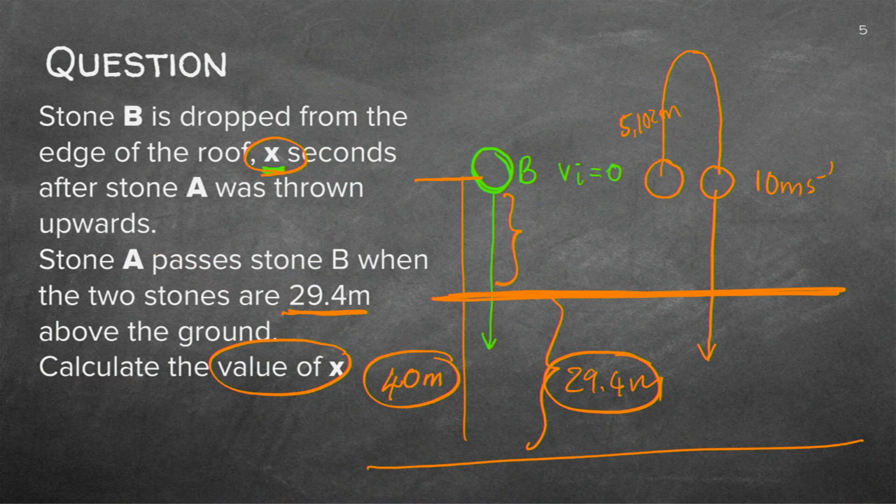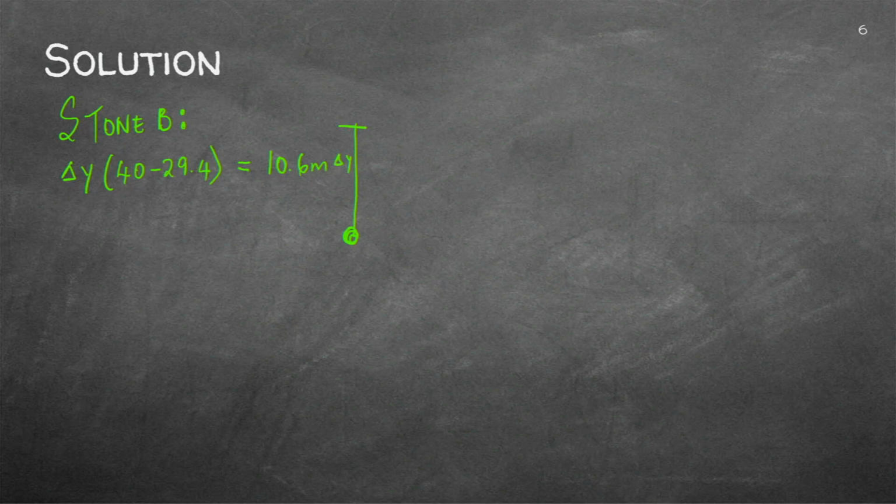So let's see what we have. I'm firstly going to calculate information with B. I know I've got stone B. Let me just write what I have. I've got the delta Y as 40 minus 29.4. That gives me a height of 10.6 when it's next to stone A. So remember, that was the delta Y. I also have the velocity that it started with, and I think that's more than enough to calculate the time.